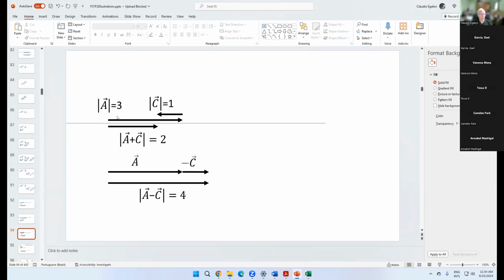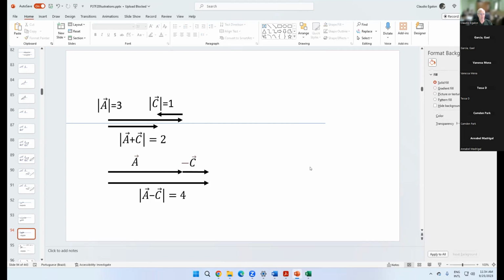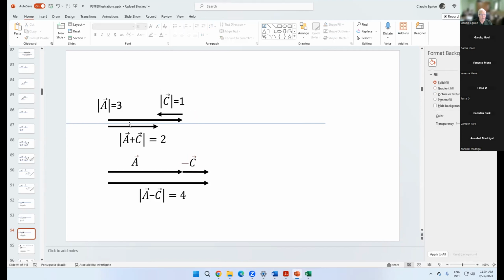The magnitude of vector A is 3 units. The magnitude of vector C is 1 unit, right? However, when we sum those two vectors, the magnitude of the resulting vector is not going to be 4, it's going to be 2, because one of the vectors has the negative direction. That's the vector C. That's the vector A.